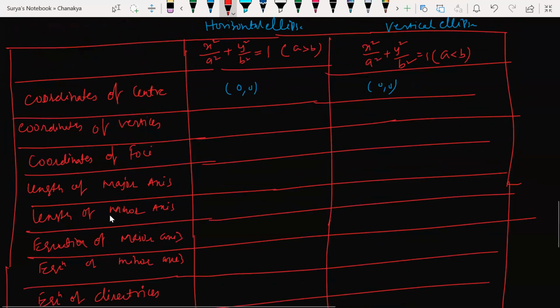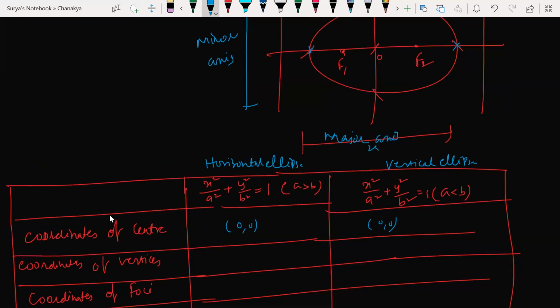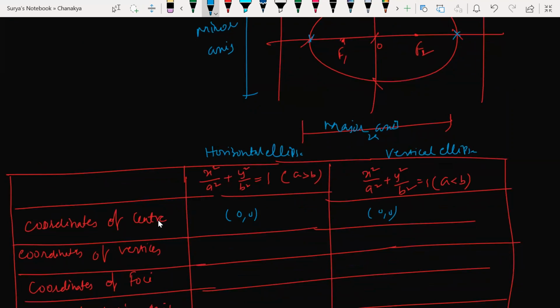Now look at this. Coordinates of vertices: what are the vertices a horizontal ellipse will have? Do we have any vertices? You learned something about vertices yesterday. Guys, didn't I tell you yesterday? It will be a comma 0 on one side and minus a comma 0 on the other side. I told you, right? So a comma 0 and minus a comma 0.